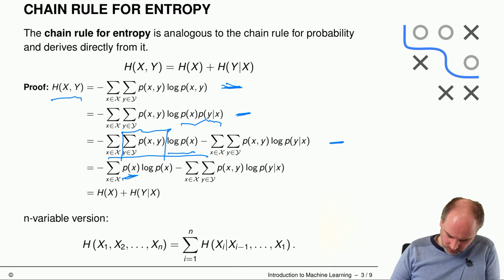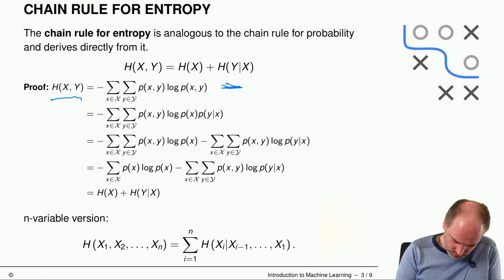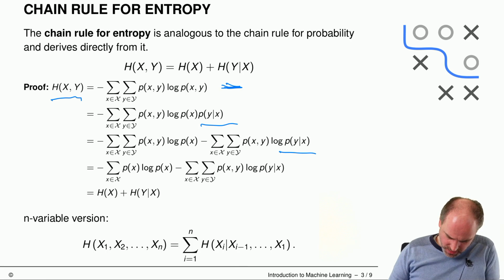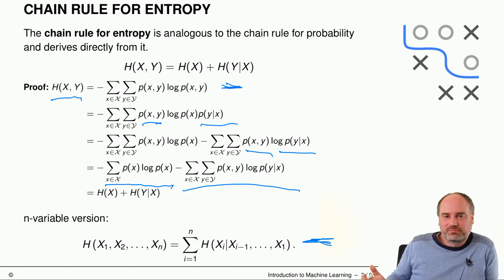And for the second term, I do this in reverse. So let's check that. I have this thing here. So I have the conditional, copy that over here. I have this here, so I just do nothing, right? So I just copy that over. And now if I look at these two resulting formulas here, I have the entropy of x, and here I have the conditional entropy of y given x. There's also an n variable version. We do exactly the same thing for n variables, and it looks exactly analogous to what happens for the factorization of densities.